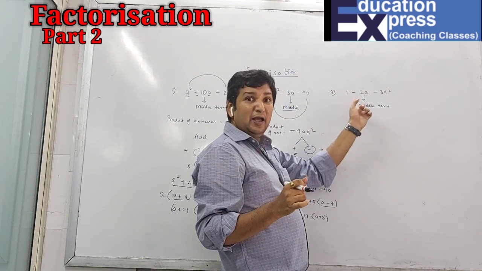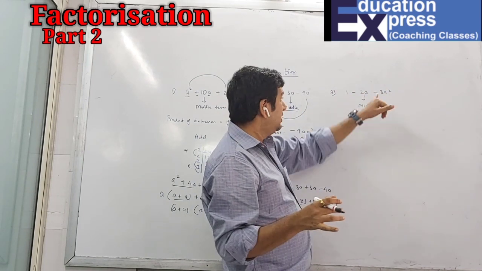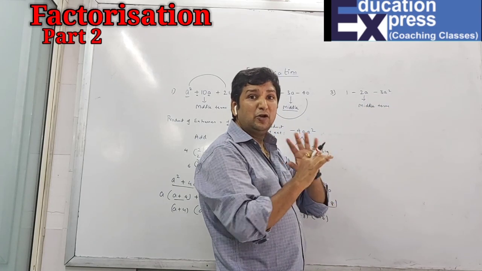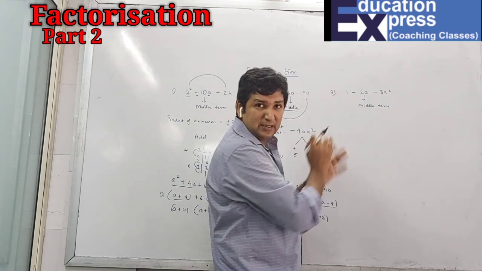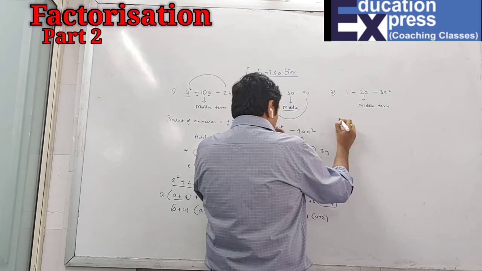First the 3a square, if this would have been positive. But here this is what? Negative. That means you cannot change the positions, it will remain as it is. So no problem, same method.